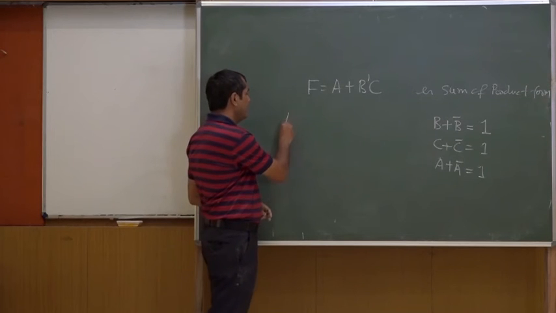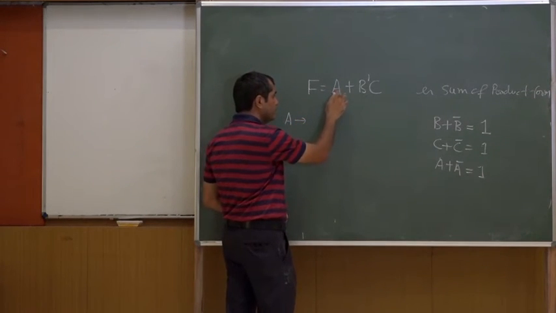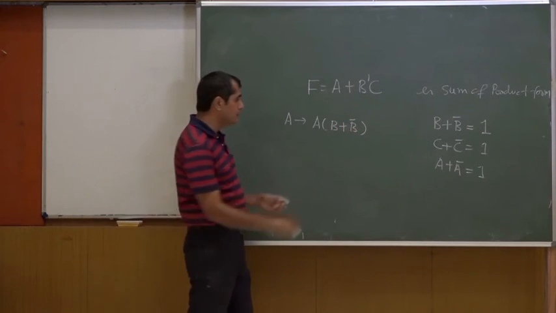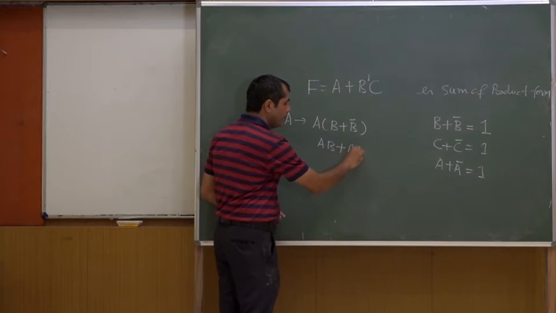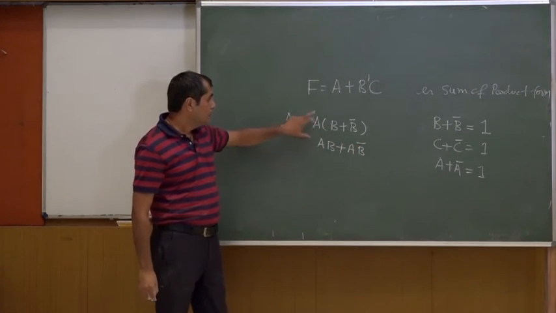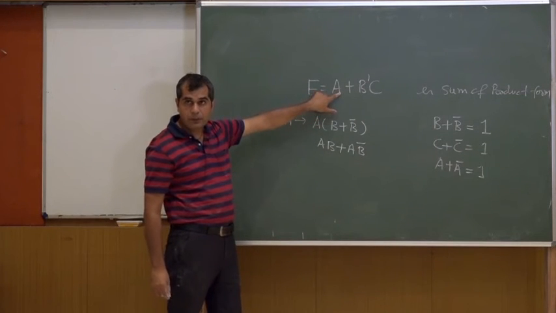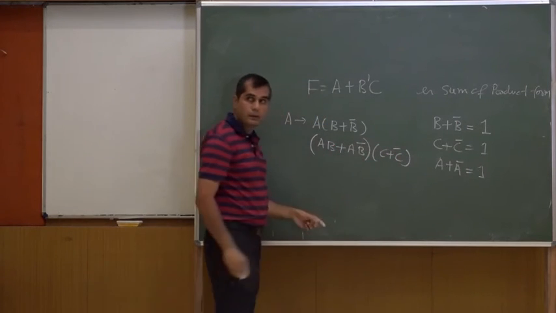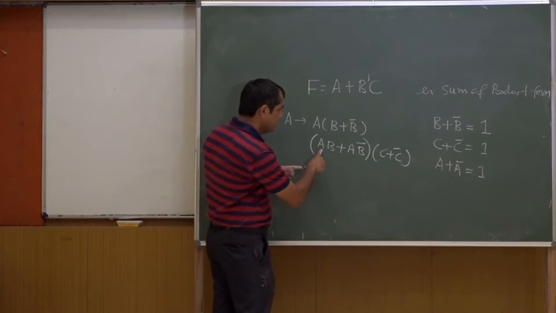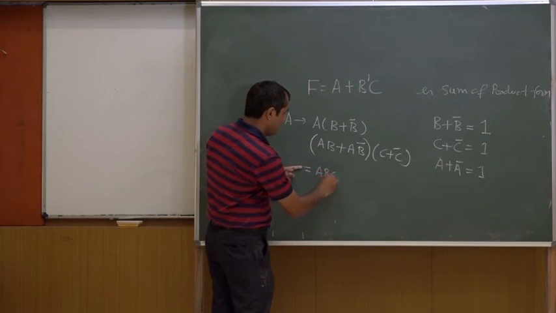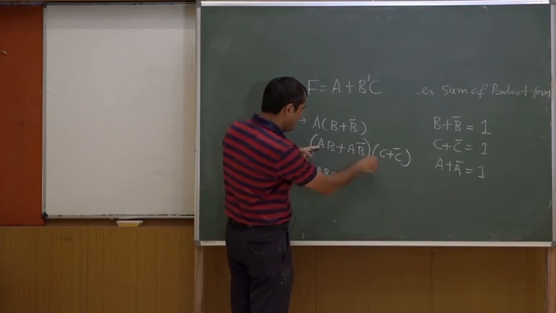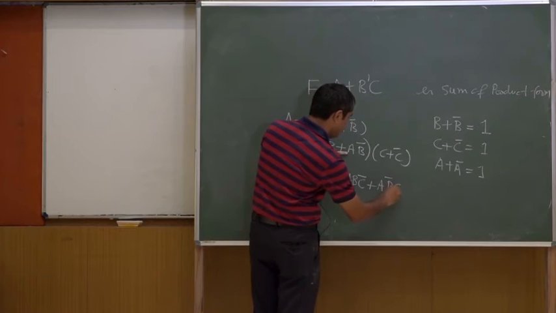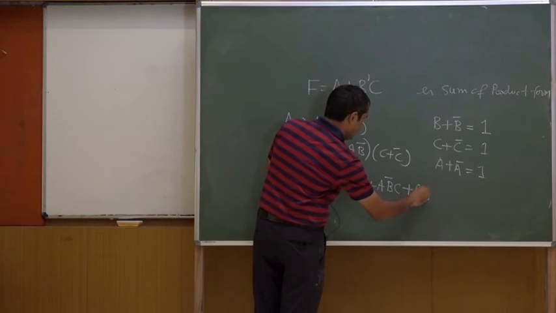So I can write here, a can be replaced by, since b is missing here, a into b plus b bar. And this is basically written as ab plus a b bar. Similarly, the c variable is also missing from here. So I can write here this term multiplied by c plus c bar. And then we will have a total of 4 terms. Those are a, b, c plus a, b, c complement plus a, b bar, c plus a, b bar, c bar.